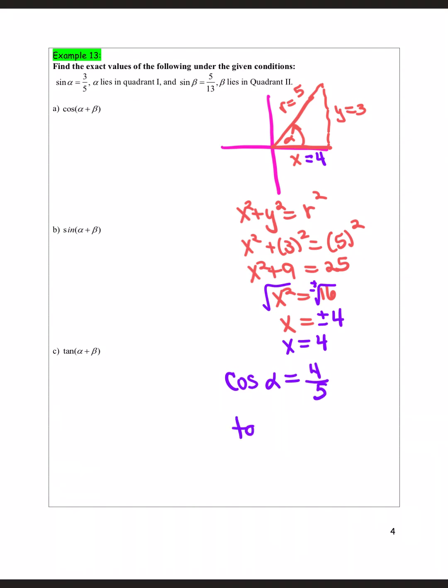And then I'm just going to write down tangent of alpha as well. So tangent of alpha will be y over x. So that way I can use the information.